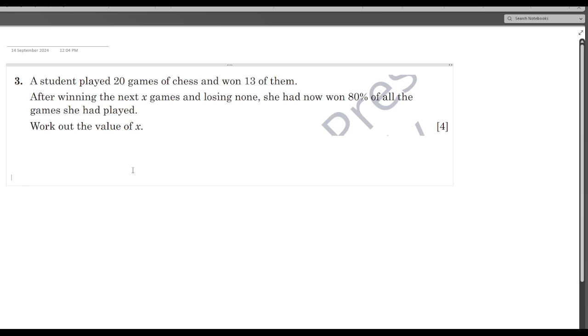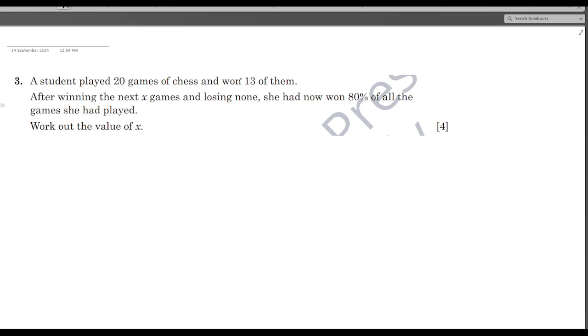A student played 20 games of chess and won 13 of them. After winning the next X games and losing none, she had now won 80% of all the games she had played. Work out the value of X. Okay, so out of 20 she won 13. Then after that she won another X games. So the total number of games will be 20 plus X.